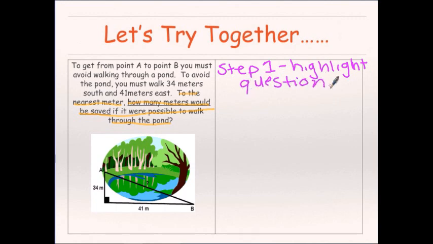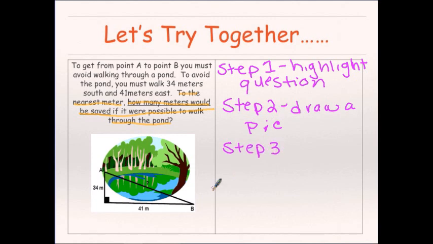Okay. Step 2, draw a picture, which we're lucky we don't have to do this step. We have a picture already. Okay, and then step 3, go ahead and start labeling your information if necessary. Then we're going to solve the problem.